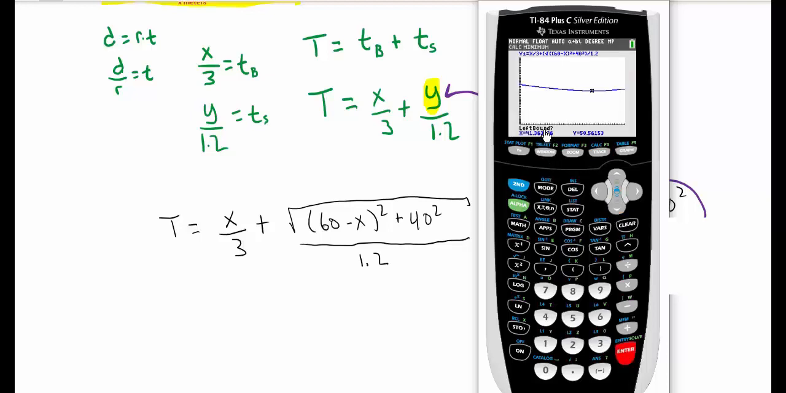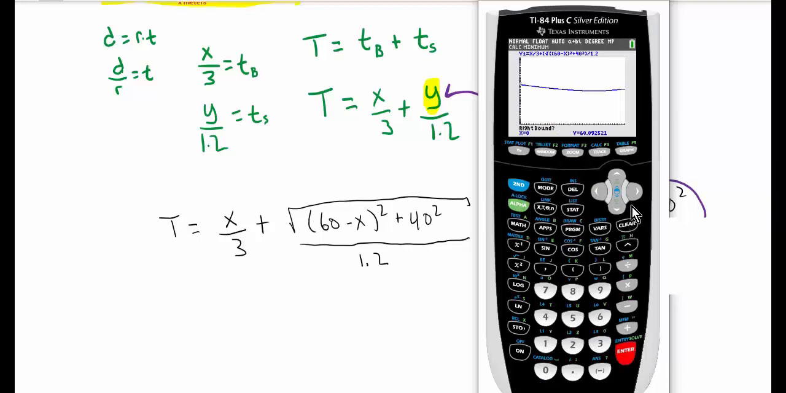The calculator wants you to pick a point to the left of the minimum and define that to be a left bound. So simply use the left arrows to trace so that you know that you're to the left of the minimum. It may be helpful to note that you can actually type in your left bound as well. For example, we know that x goes between 0 and 60, so if I was just to press 0, enter, it would define that to be my left bound.